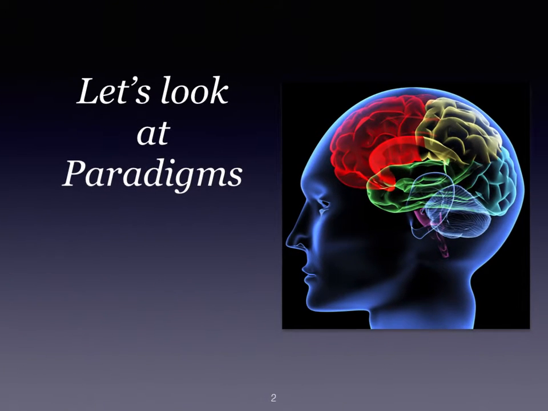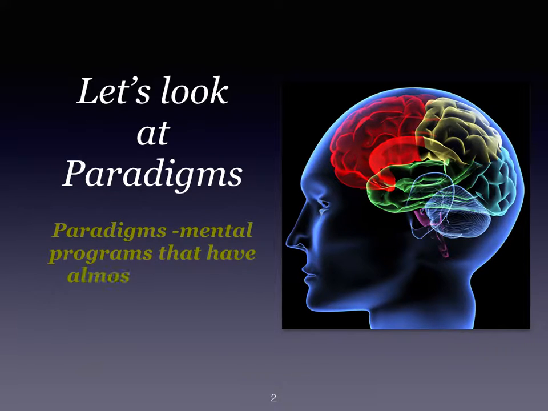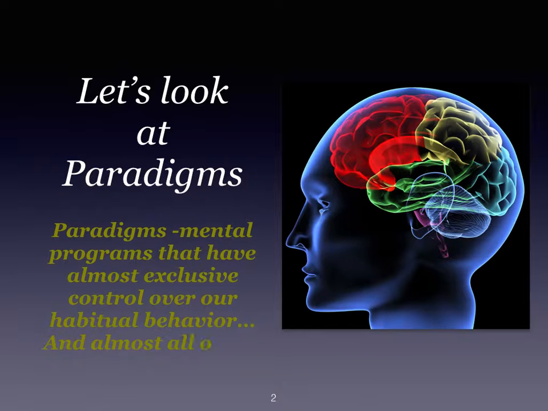So let's start looking at the mind, and when we talk about the mind, we have to talk about paradigms. And a paradigm basically is a mental program that we have stored in our subconscious mind and controls our habitual behavior. And almost every behavior we have and everything that we do in life is habitual.